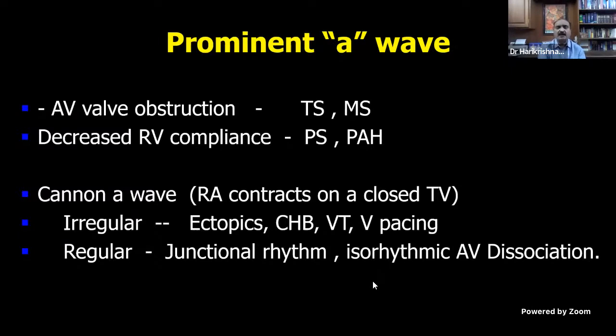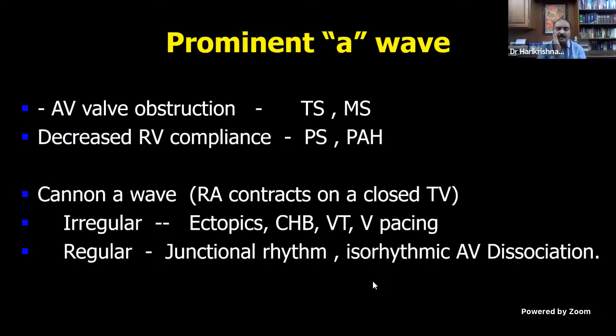Then somebody will ask you what are the conditions where you get an irregular cannon wave versus regular cannon waves. Regular cannon waves are seen in a junctional rhythm and isorhythmic AV dissociation. Irregular cannon waves you see in ectopics, complete heart block, ventricular tachycardia, ventricular pacing. In all these situations you get an irregular cannon wave.